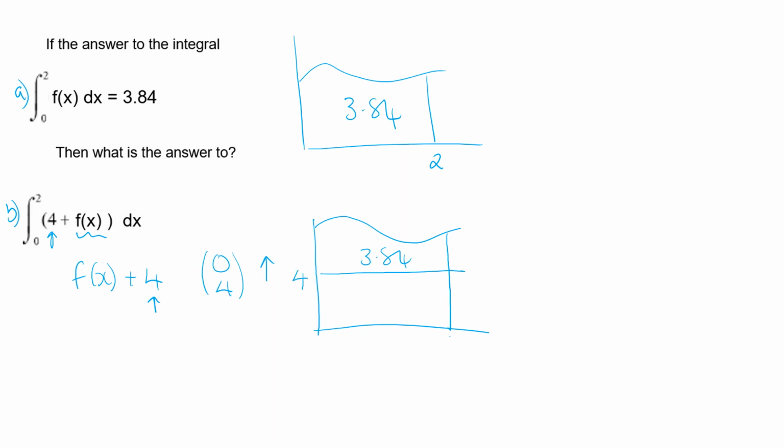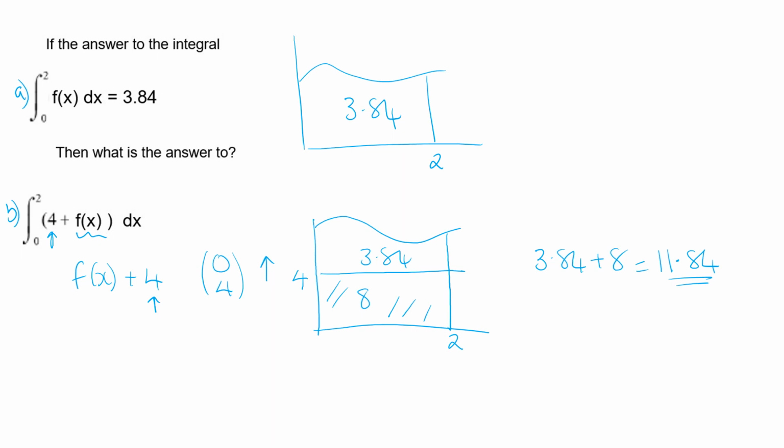We're still going between 0 and 2. So what we will have to add on to our 3.84 answer is the 4 by 2 rectangle, which will be 8. So we'll be doing 3.84 plus 8, and our answer would be 11.84. Okay, so be prepared to think about parts of the course and how they could be incorporated into different areas of the course, into different contexts.